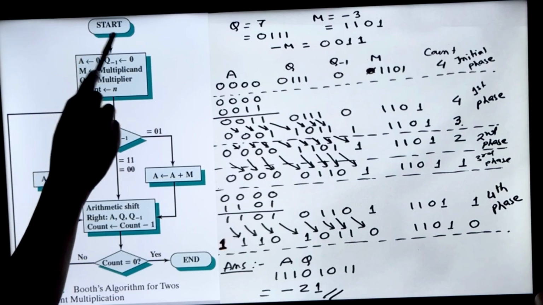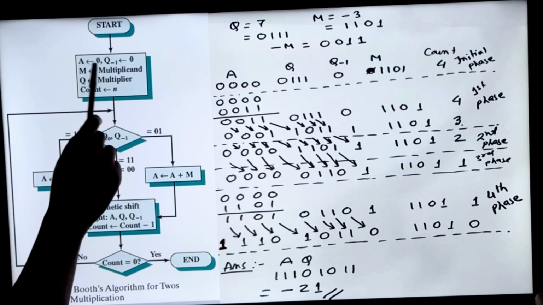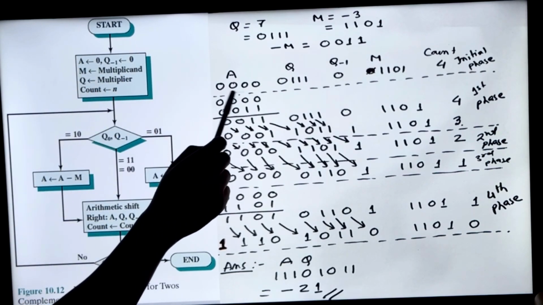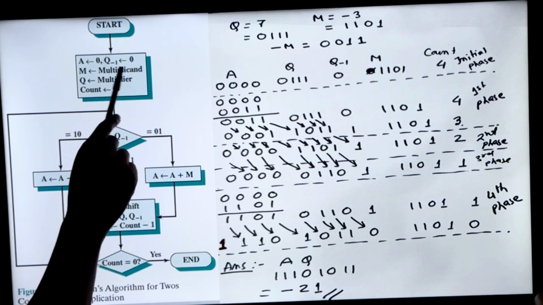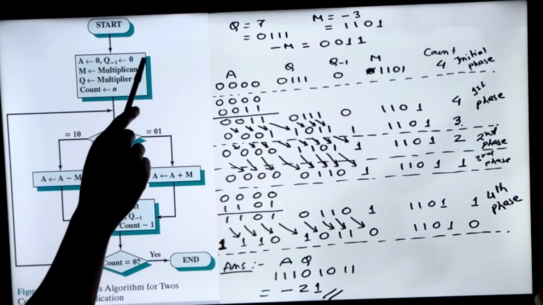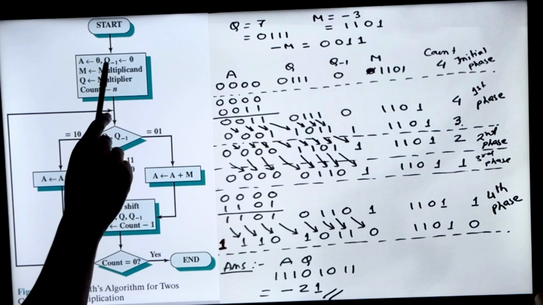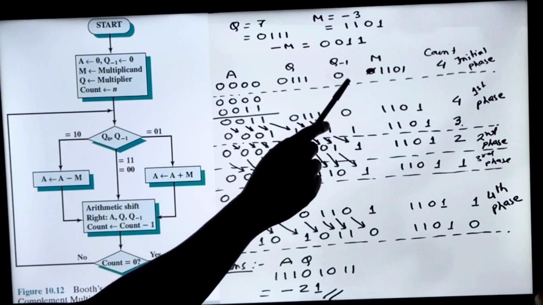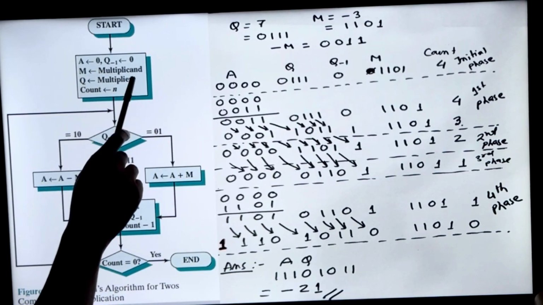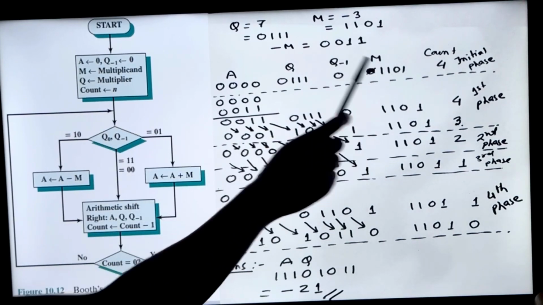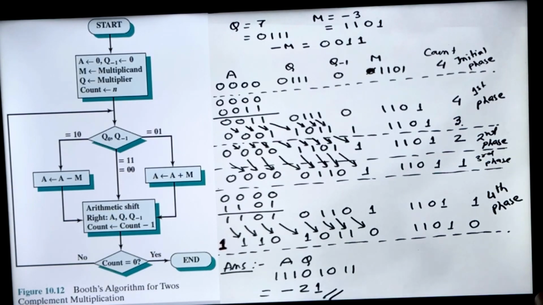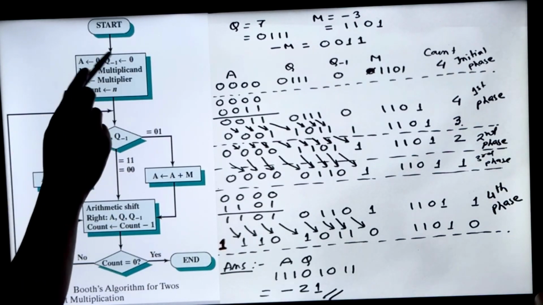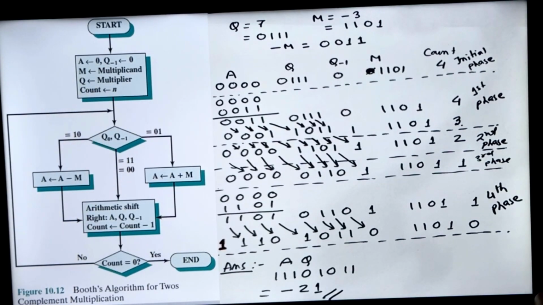What we have? Start. Then A equals 0. I am putting all 4 zeros because I am taking 4 bits. Then you see one more register I have here, Q -1, which was not there in the previous case. Q -1 is initially 0. Then M is equal to the multiplicand. So multiplicand I am putting, multiplier I am putting here, count equals 4 I am putting here. So the initial phase is done, and I don't think there is any issue with this initialization box.